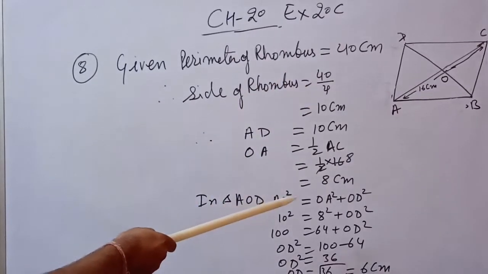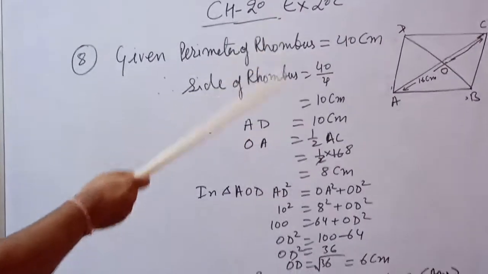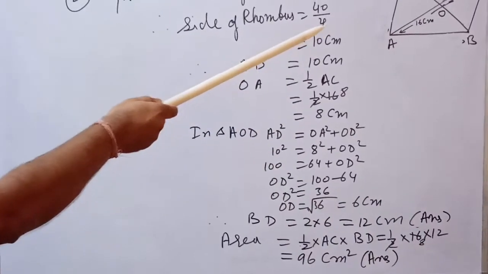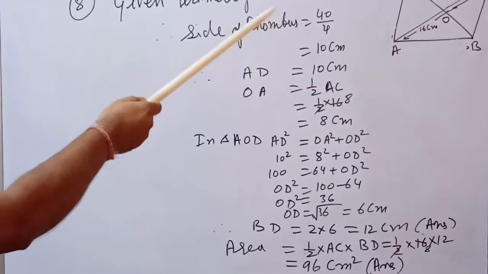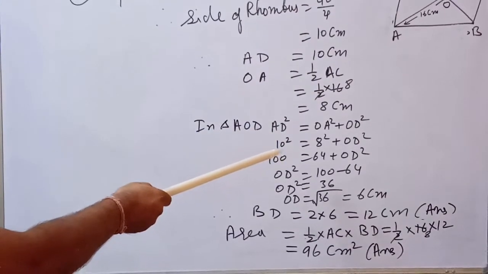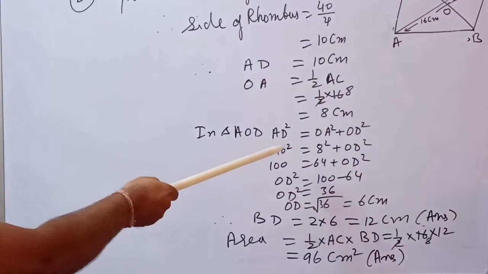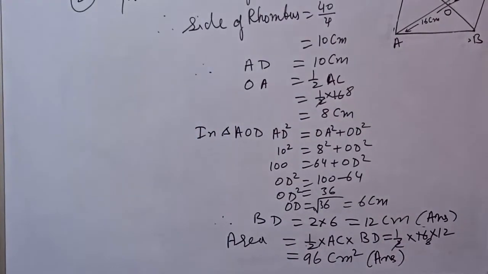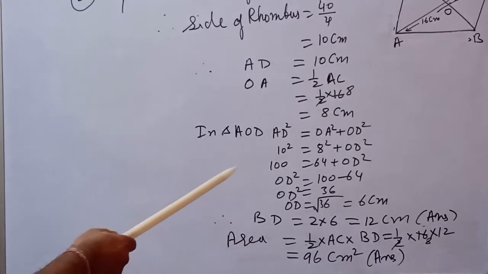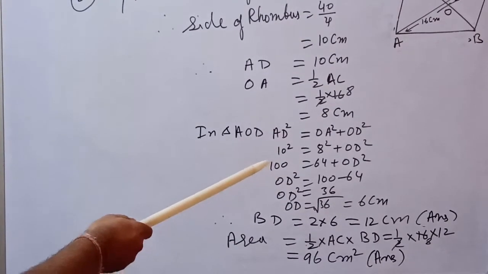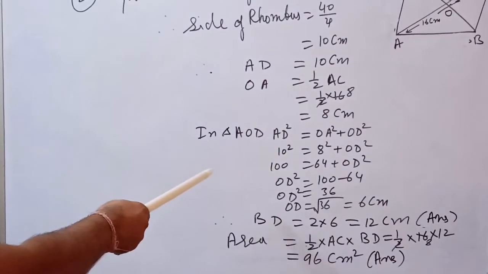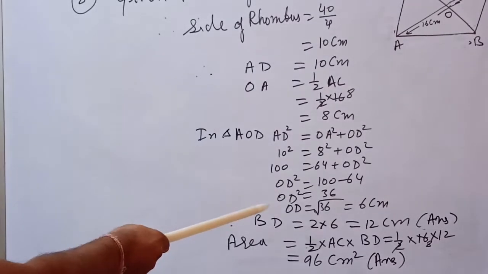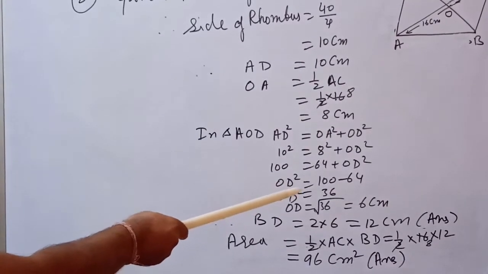AD square equals OA square plus OD square. AD we know is the side of the rhombus, that is 10, so 10 square equals OA square, where OA is half of the diagonal, 16, so half of that is 8. So 10 square equals 8 square plus OD square. So 100 equals 64 plus OD square, or OD square equals 100 minus 64, which gives 36. So OD square equals 36, or OD equals square root of 36, that is 6 centimeter.